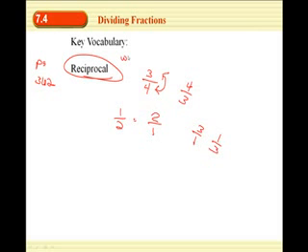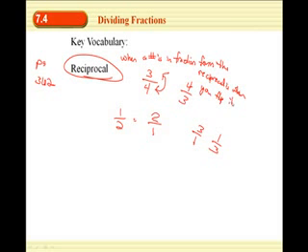So when a number is in fraction form, the reciprocal is when you flip it over. So when a number is in fraction form, the reciprocal is when you flip it over.